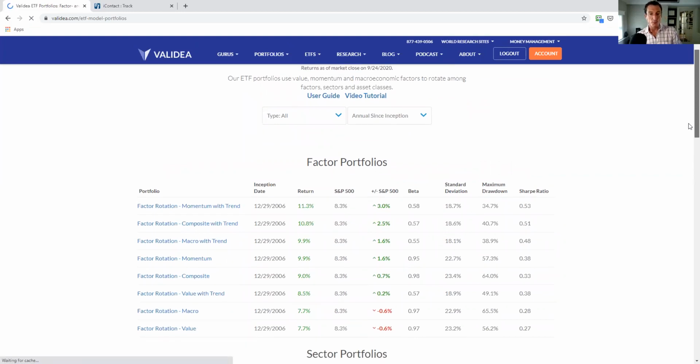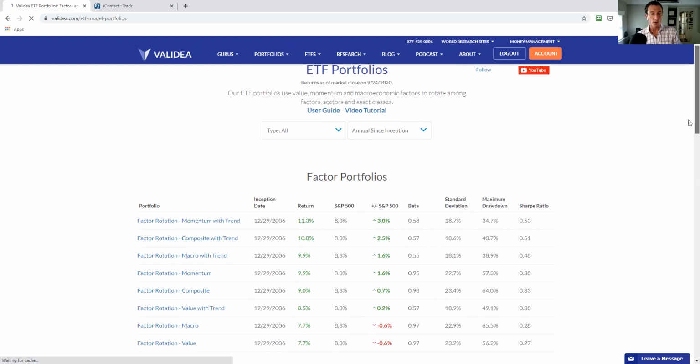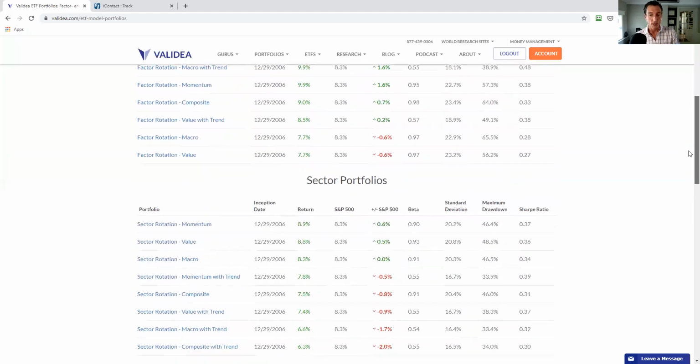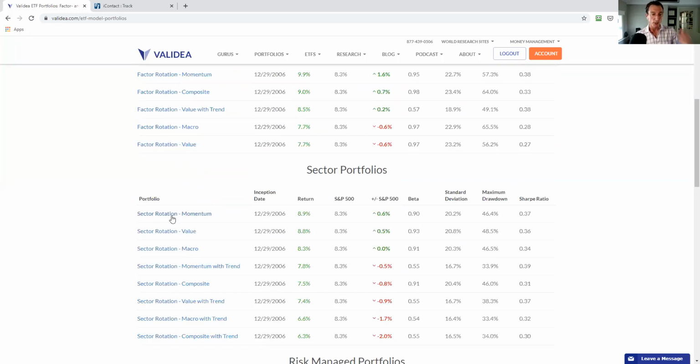So they're really broken down into 3 different parts of the ETF model portfolio tool. There's factor portfolios. These are selecting ETFs with the most momentum, value, or macro factors that basically look attractive. And we run these in the context of a model portfolio. I'll click into one and show you one in a second. But then we also run sector-based portfolios. So what sectors are exhibiting the most momentum? What sectors are exhibiting the most value?